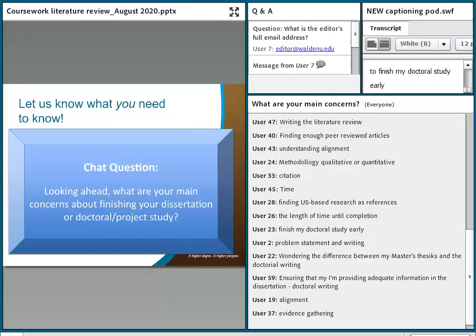Finding enough peer-reviewed articles, you will, and the library will help you find them. But we'll talk about how to do that. The length of time until completion. Yeah, let's talk about that a little bit. That's a big one, Bonnie.